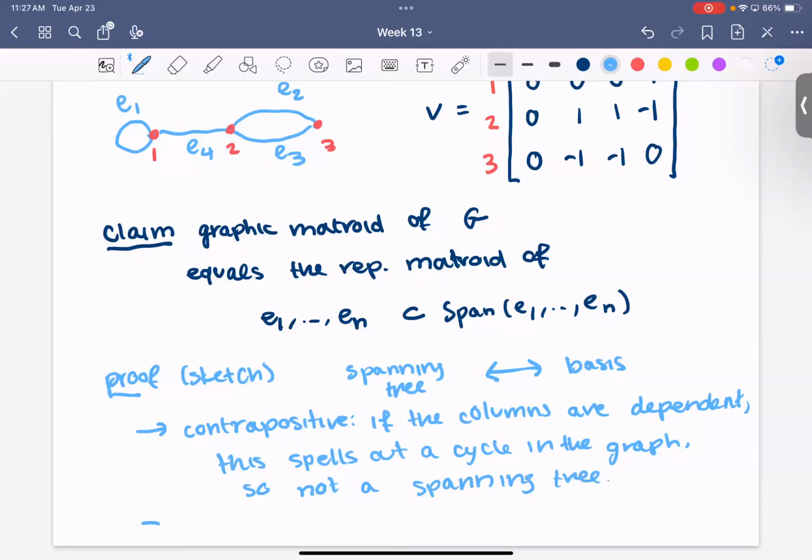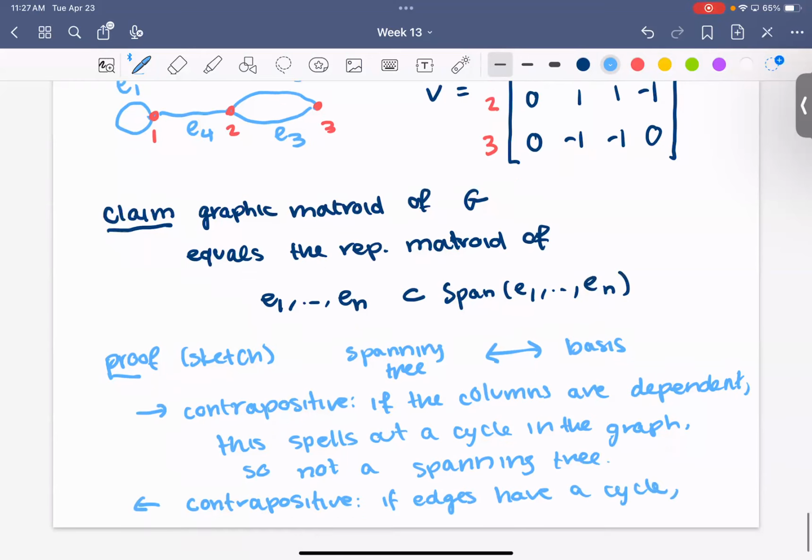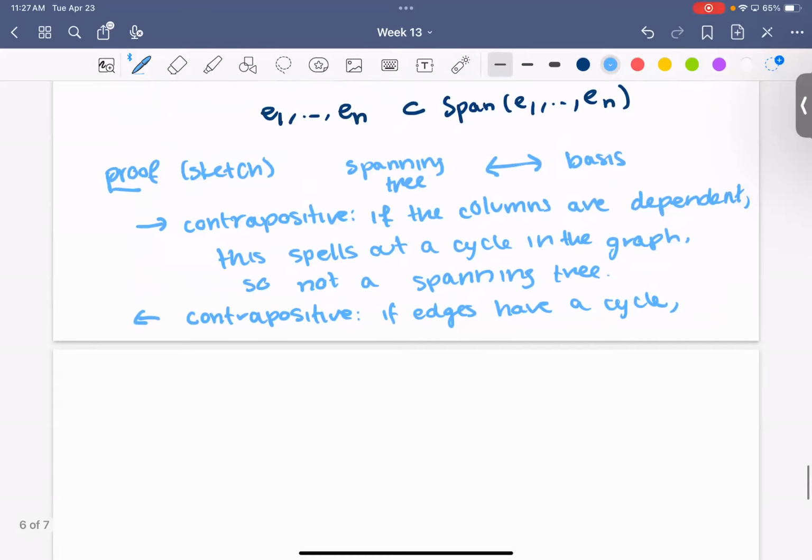And same thing for the backwards direction. We'll do the contrapositive again. If the edges do contain a cycle, so it's not a spanning tree, then this gives me a linear dependence among the columns of this matrix.